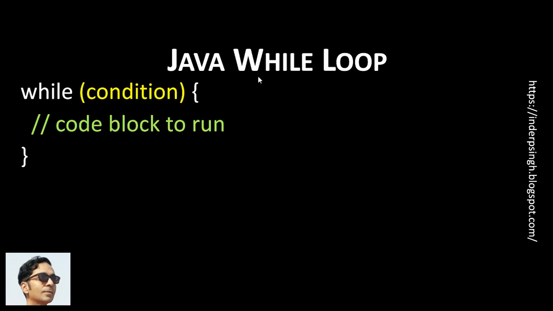I am going to use the Java while loop, and the format or syntax of the Java while loop is, after while we give a condition in brackets, and within curly braces is the code block to run. So what happens is that it checks the condition. If the condition is true, the code block is run. Again it goes back, checks the condition. If the condition is still true, the code block is run again, and it keeps doing that. And when it checks the condition is false, it comes outside the while loop.